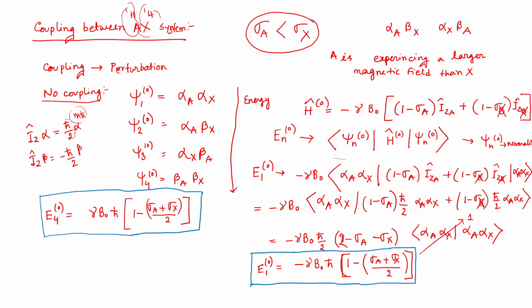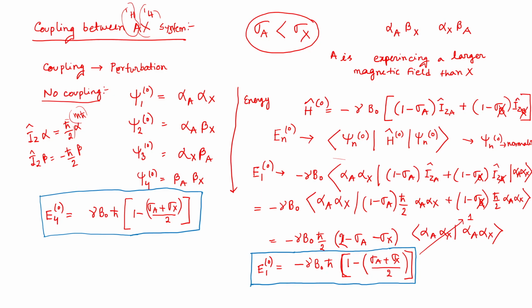So A will experience much more magnetic field, so the splitting will be more, so alpha will be stabilized more. So that's why alpha A is taken as the second wave function that has the lowest energy, higher energy than alpha A, alpha X, but lower energy than alpha X, beta A. Now the Hamiltonian is already there.